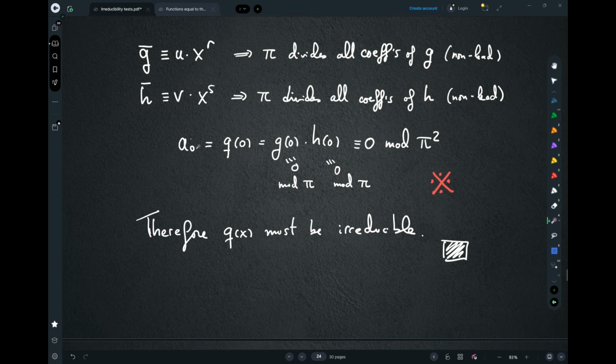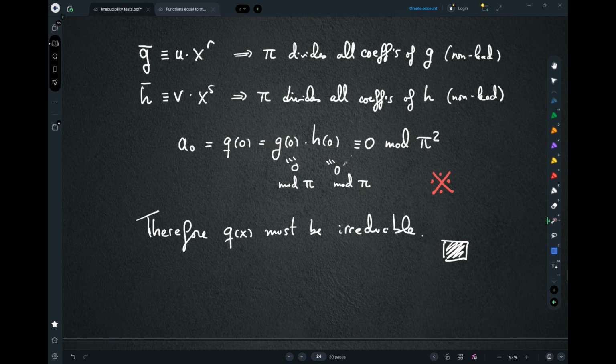And therefore, what is A0, now going back to the ring R, that is Q evaluated at 0. So that is because there is a factorization of Q as G times H, that is G at 0 times H at 0. But you can see that when I evaluate at 0 G and H, I get 0 modulo pi and I get 0 modulo pi. So this divides Q0 by pi twice.